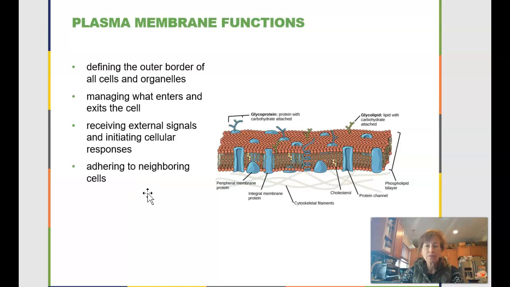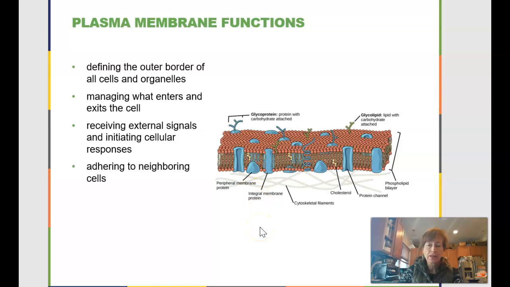The plasma membrane has important functions, and probably the main one is controlling and managing what is able to come in or out of a cell. So you can see here that it's more than just simply phospholipids. So we'll talk about some of these additions here as we go forward. But it manages that. It also defines the border of the cell, and it communicates both inside and outside the cell. So it's going to receive information, and it's going to communicate some of that information to the interior of the cell.